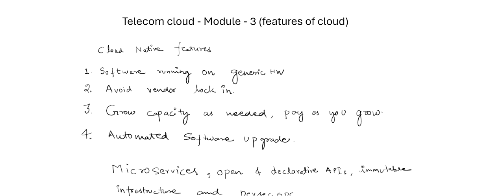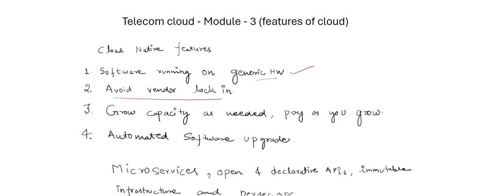Hi friends. So today in module 3 we will be studying about the features of cloud. And what should be the features of cloud, right? For a cloud native, what should be the cloud native features? So the first feature should be that the software should be running on the generic hardware. The hardware and software should not be dependent upon each other. Any vendor software can run on any generic hardware as well. So that should be a very important feature of cloud native.